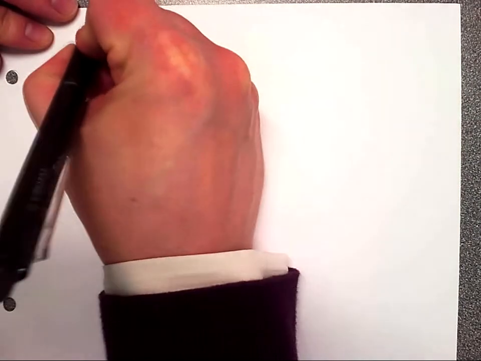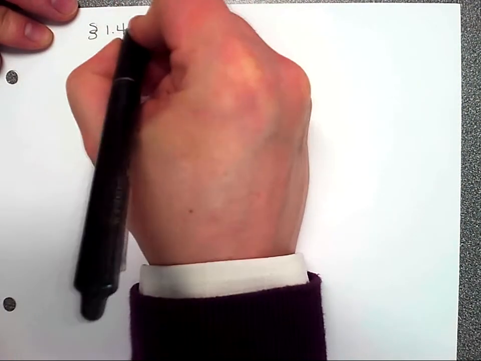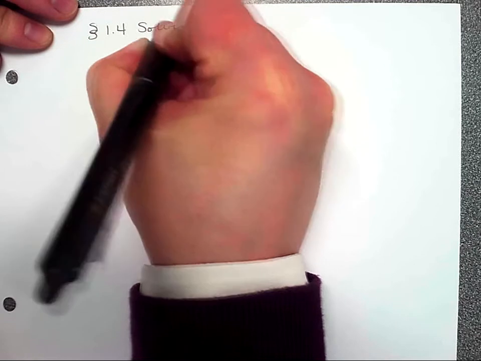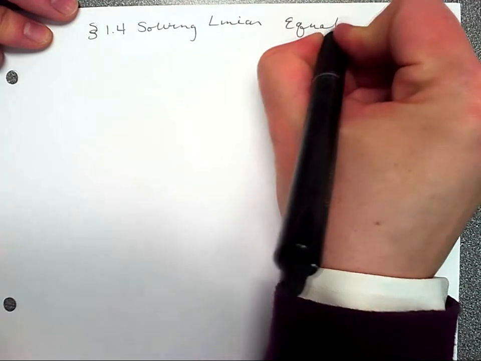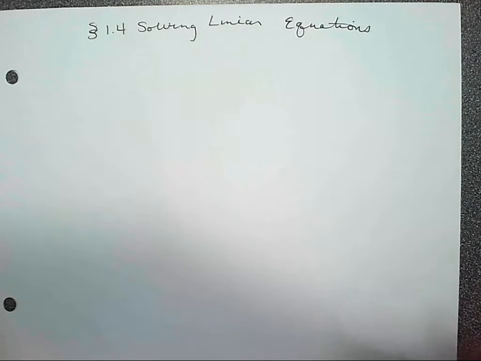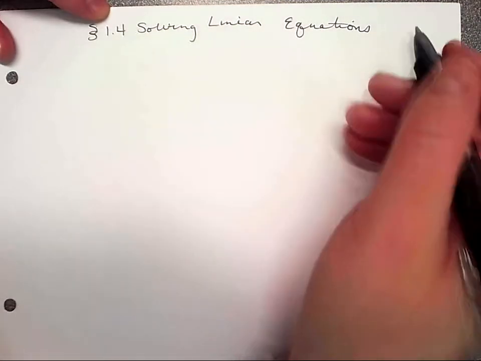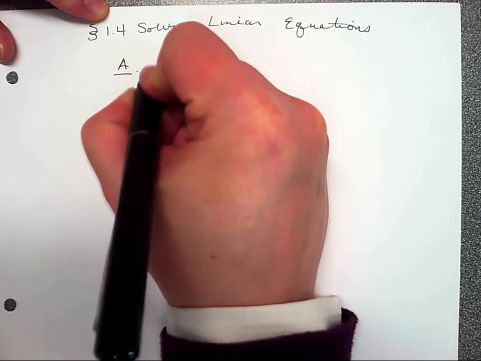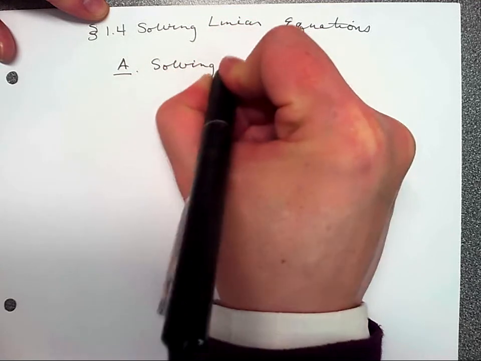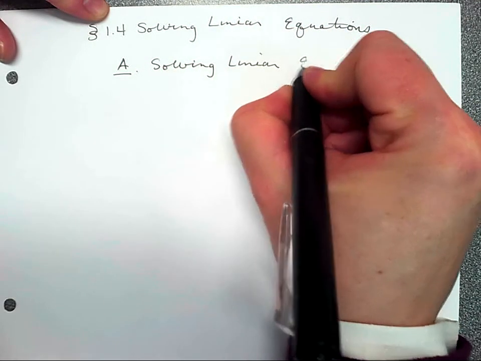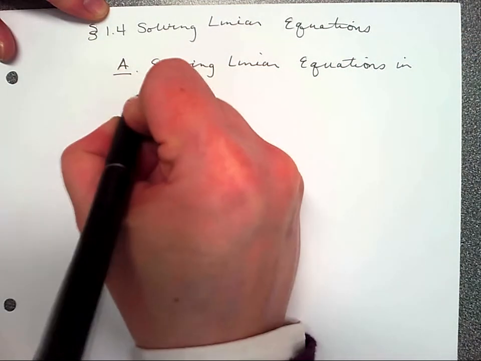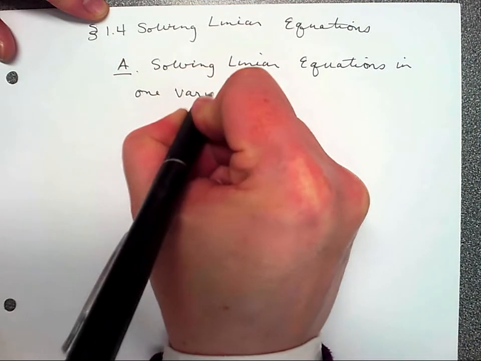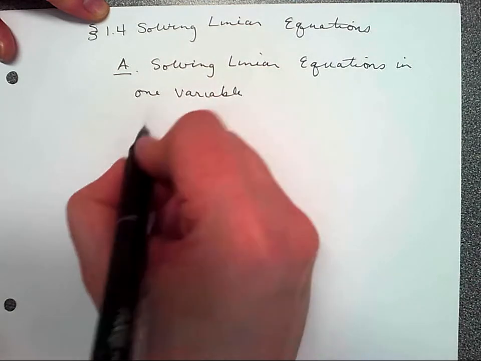All right, section 1.4 is solving linear equations. So let's talk about what a linear equation looks like. Solving linear equations in one variable. So let's define what a linear equation is.